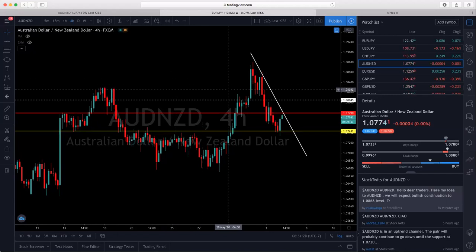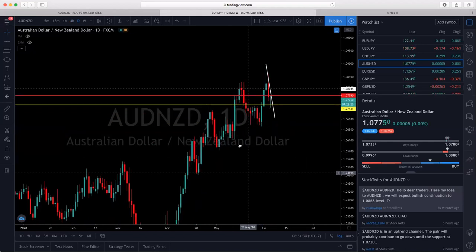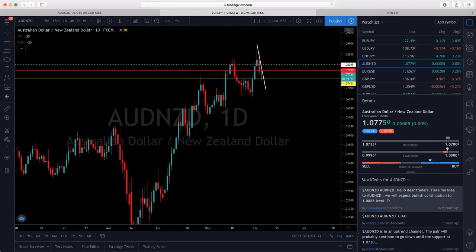So here's how we approach this. On the daily, you can see what this pair has been doing. You can see that it's in an overall uptrend right now, but I believe it is headed for the downside.